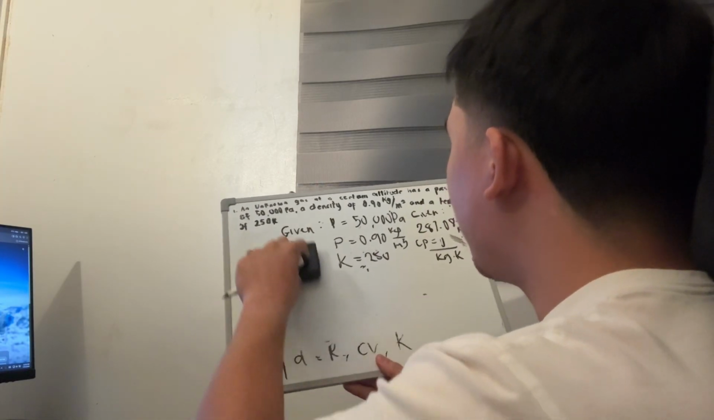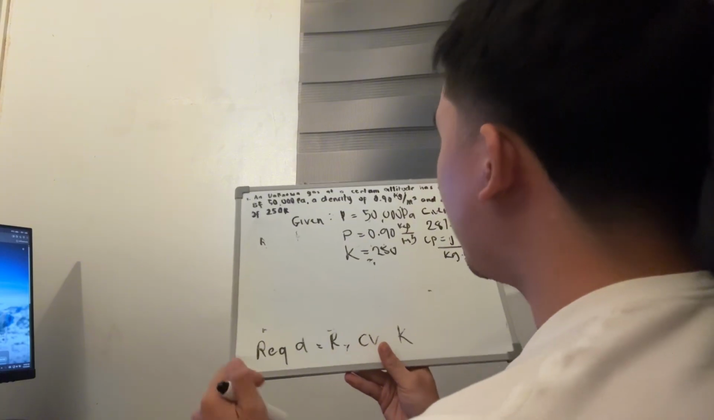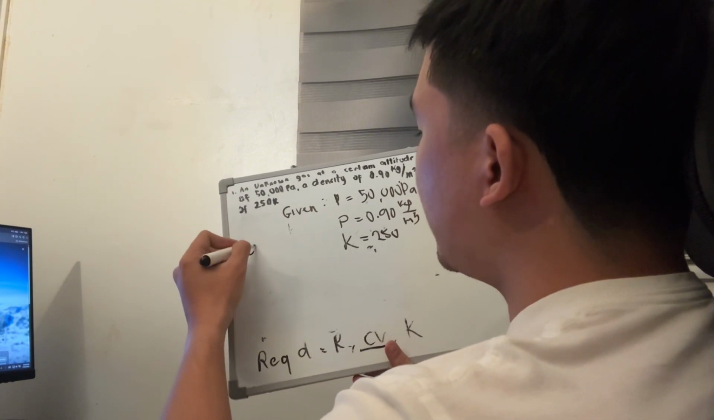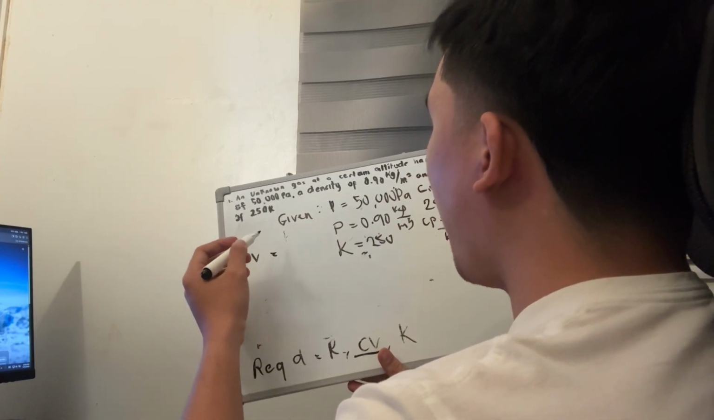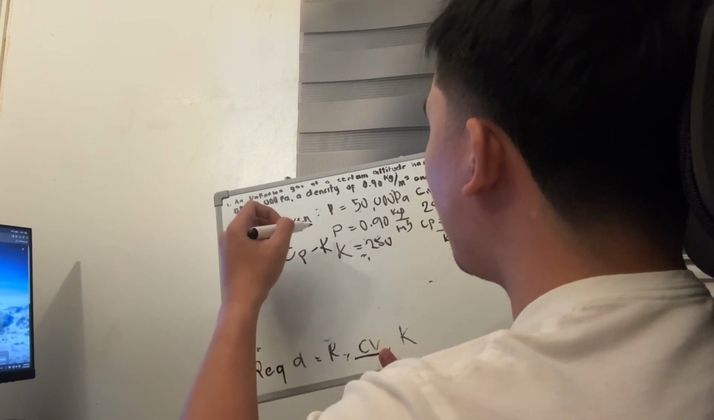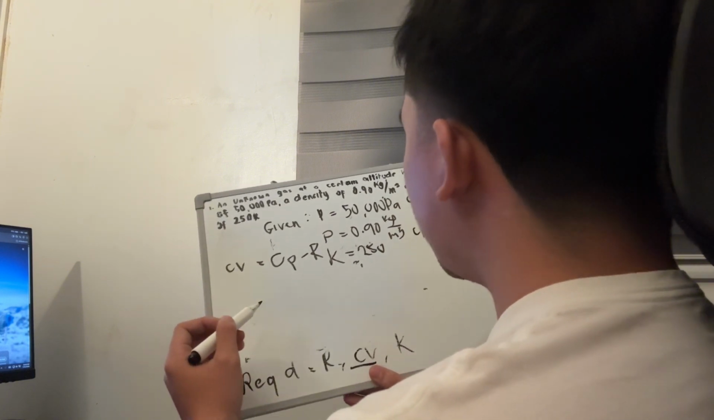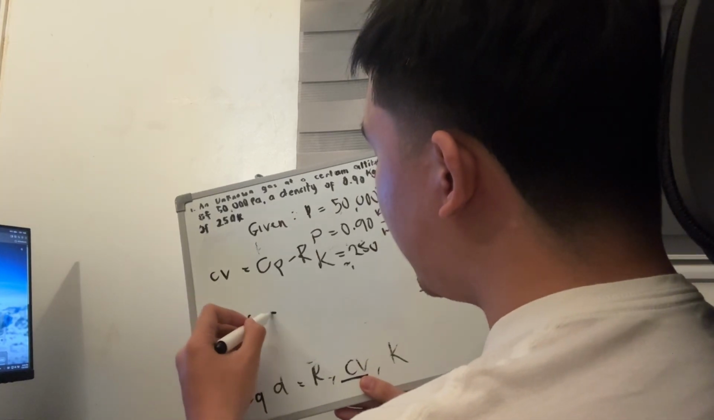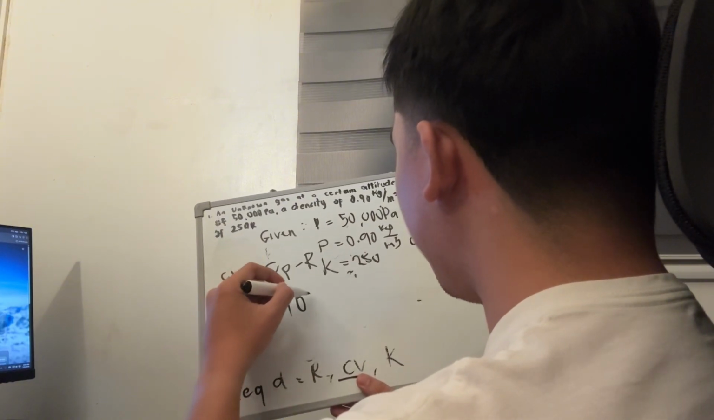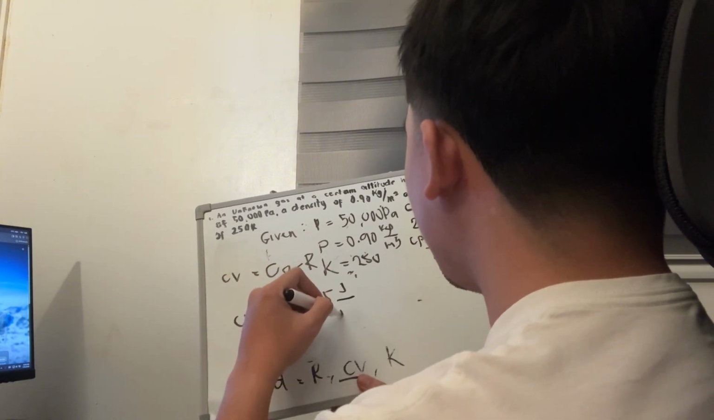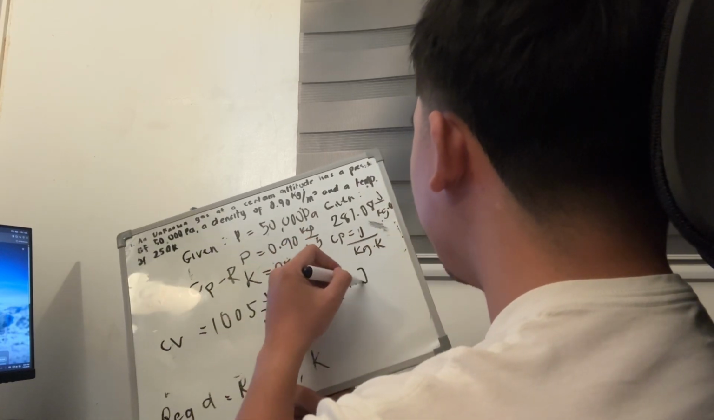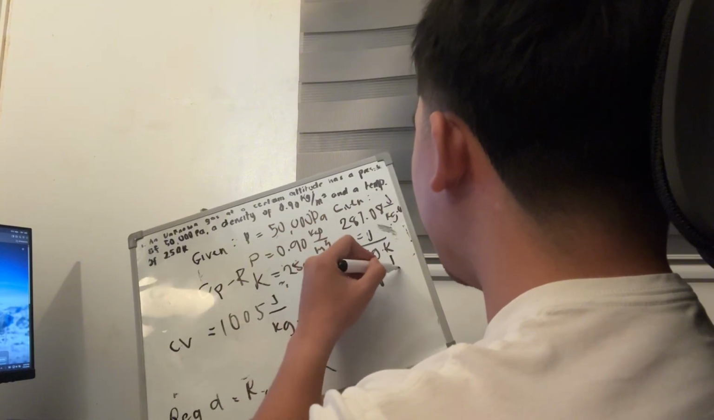So next, we have our second required, which is Cv. Our formula for Cv is Cp minus R, or specific gas constant. So let's put in the values. Cv is equal to 1005 J/kg/K minus 287.08 J/kg/K.